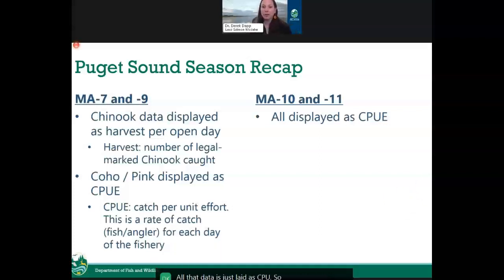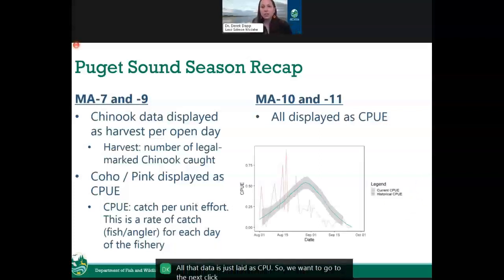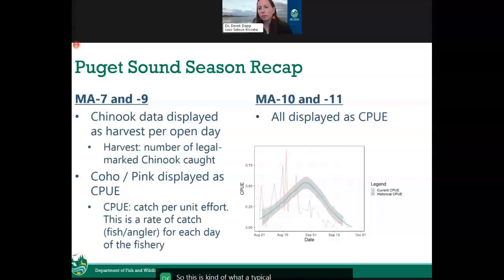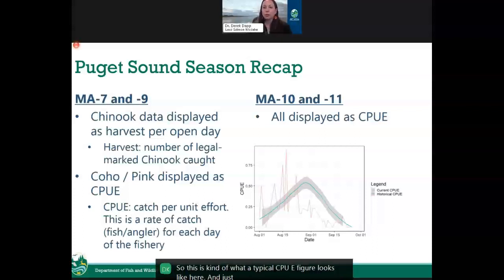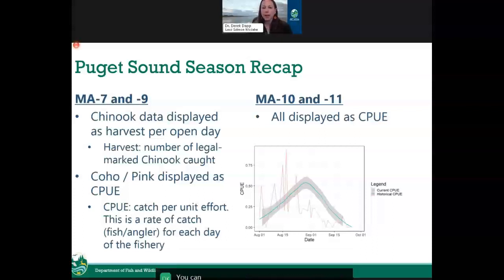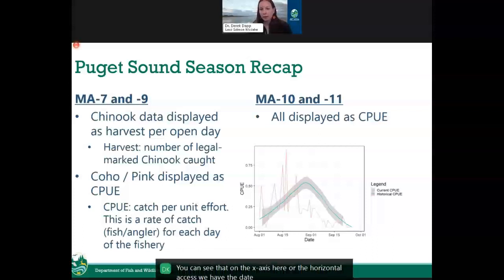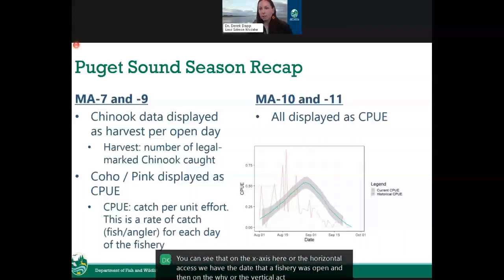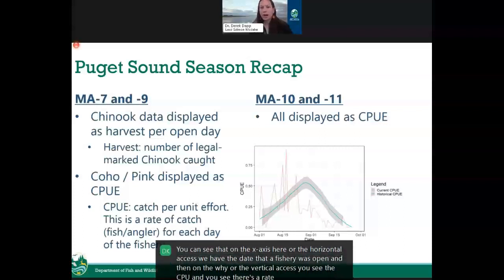So if we want to click forward. This is what a typical CPUE figure looks like here. And just to orient you a little bit to what we're looking at, you can see that on the x-axis, or the horizontal axis, we have the date that a fishery was open. And then on the y, or the vertical axis, you see the CPUE, and you see there's a range of values here, and you can see these numbers jumping around.